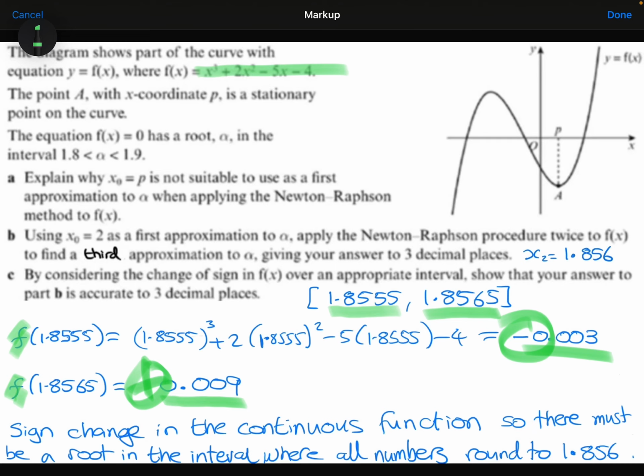Therefore, and this is the sentence that we write to make sure we get all the marks, there is a sign change in the continuous function, so there must be a root in the interval where all of the numbers in that interval round to 1.856. Therefore, the answer must be 1.856 to 3 decimal places. It can't be anything else.